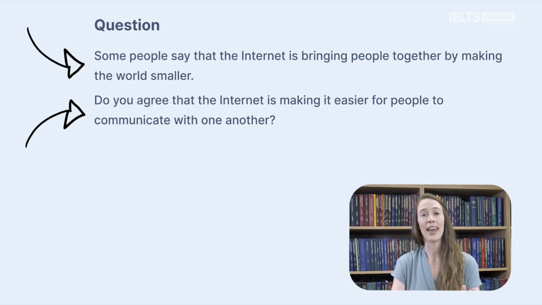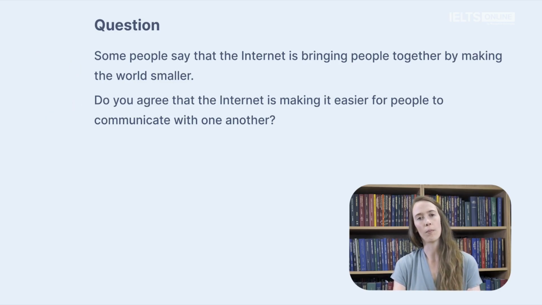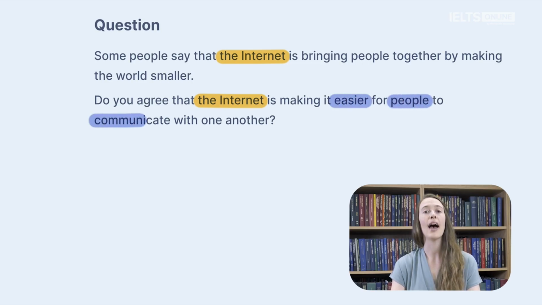You should read the question carefully to identify the topic and help you decide what information to include in your essay. One way to do this is to identify the topic words, limiting words, and instruction words. Topic words tell you the broad topic that you must write about. In this question, the topic words are the internet. Limiting words tell you which specific areas of that topic you need to address in your essay. Here, the limiting words are easier, people, and communicate.